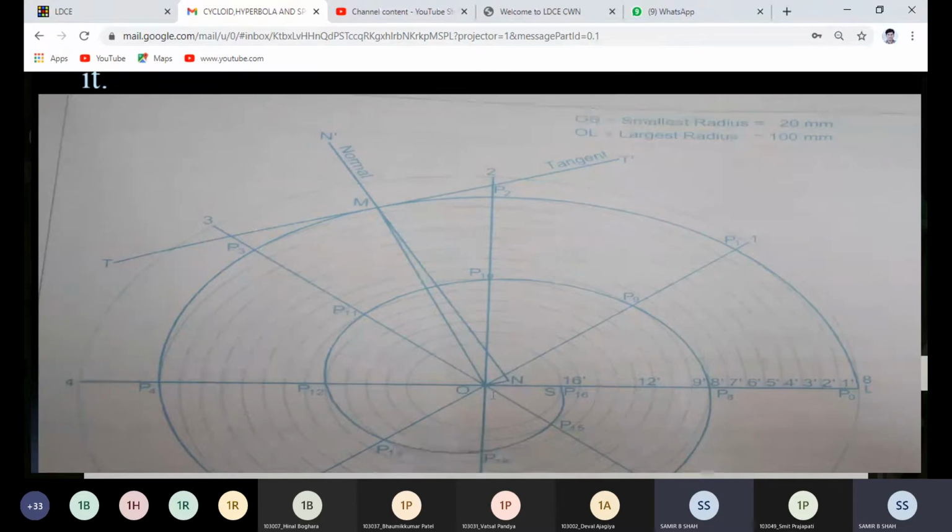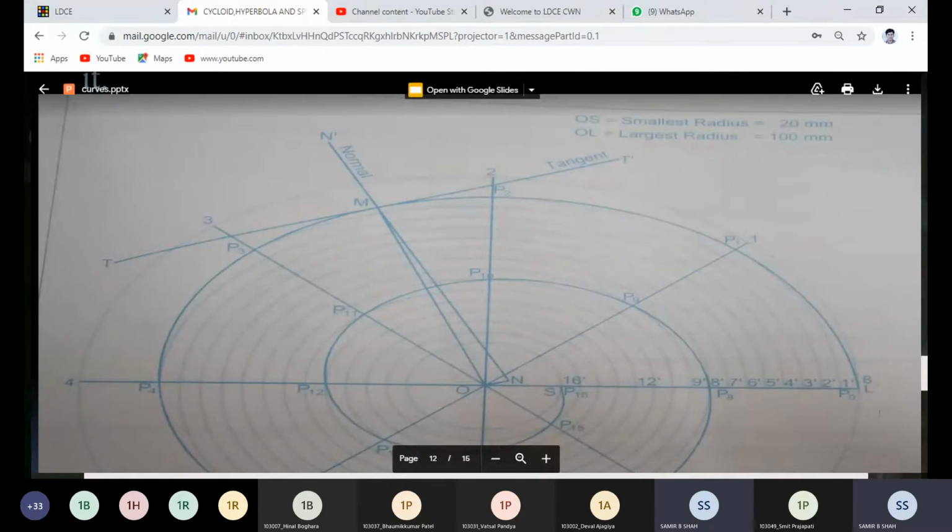Now we have to calculate one constant. For that, consider the radius vectors, the largest radius and the smallest radius. As we know, OL minus OS. OL is 100 mm and OS is 20, so 80 mm is there.